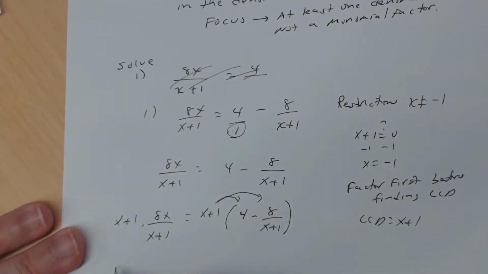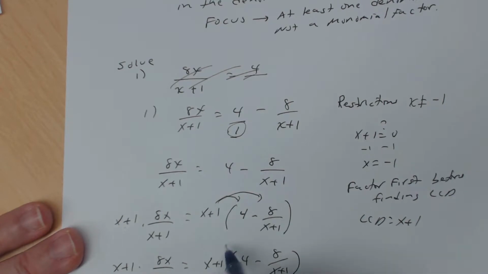Okay, so I'm going to go ahead and rewrite this over. The LCD times the first fraction equals the LCD times the right side. Okay, now you can distribute over here. So all of this is going to multiply by x plus 1.